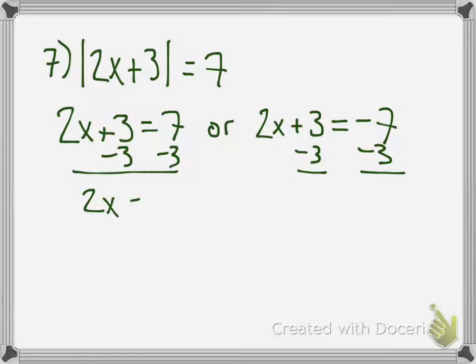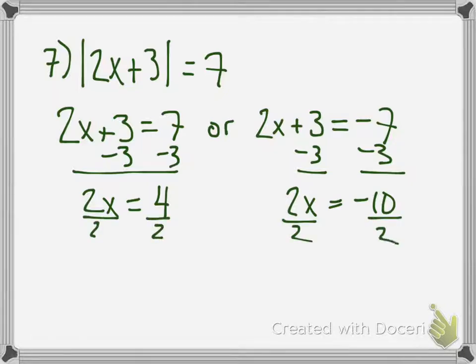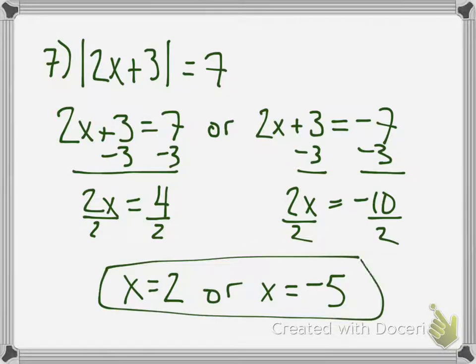And then you can divide by 2. 7 minus 3 here would be 4. But negative 7 minus 3 gives me a negative 10. So you see how the numbers are slightly different. Then I can divide by 2. So I'm going through the same steps on both sides. I'm just going to come up with 2 different answers. Here, 4 divided by 2 is 2. Here, negative 10 divided by 2 is negative 5. So put an OR. There's my 2 answers.